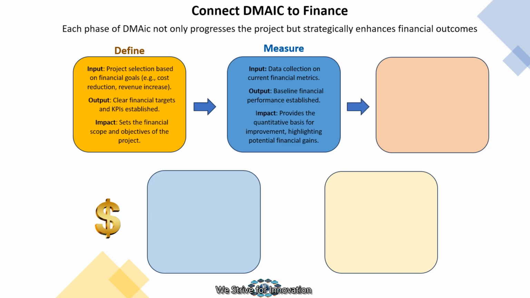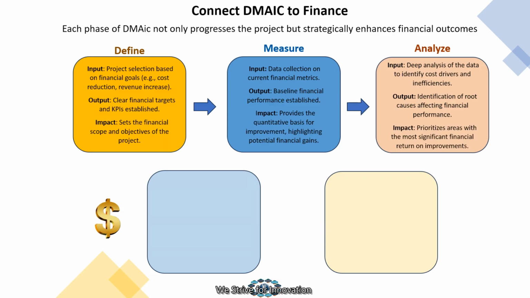Now we move to the analyze phase. What would be your input? Deep analysis of the data to identify cost drivers and inefficiency. Remember, in each phase, those will be the input, the output, and the impact. What will be the output? Identification of root causes which affect financial performance. What will be the impact? You prioritize the areas with the most significant financial return on improvement.